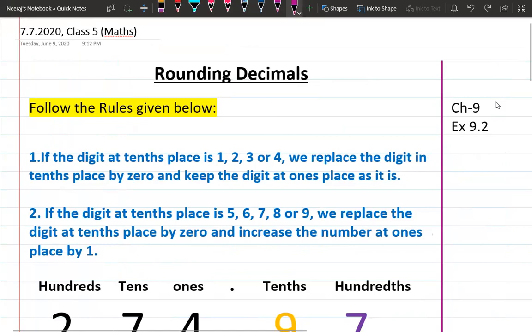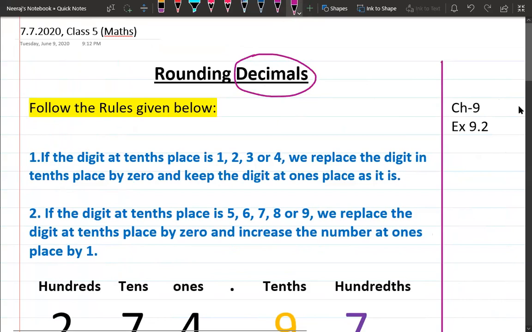Hello children, today let's learn about rounding decimals. We have already learnt about decimals. What are decimals? A decimal can be defined as a number whose whole number part and the fractional part are separated by a decimal point, right? The dot is also called the decimal point. The digits following the decimal point show values smaller than 1.